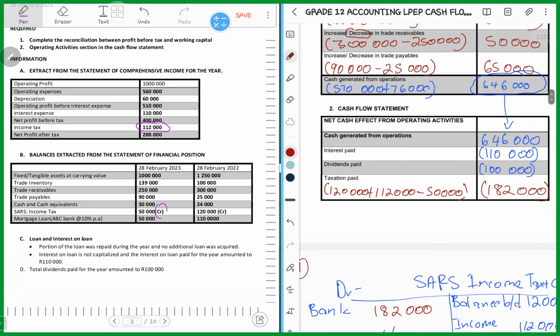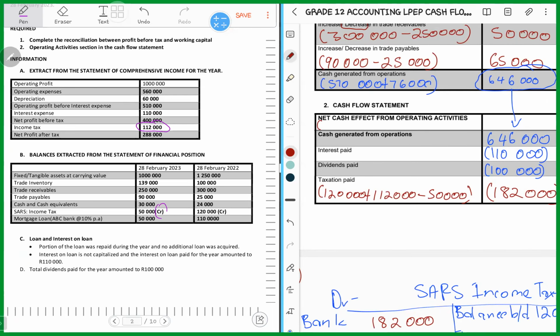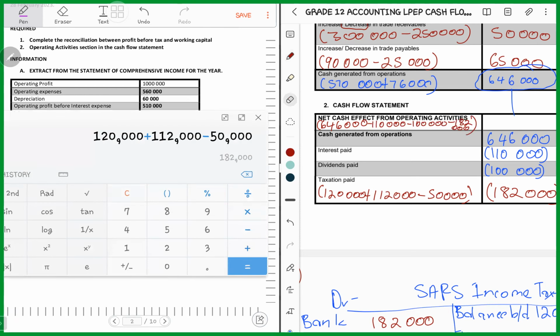So we're going to start from cash generated from operations here. So it will be 646,000. Interest paid, dividends paid, and taxation paid are always outflows. So we're going to subtract them. We're going to subtract 110,000. We're going to subtract 100,000. And we're going to subtract 182,000. That'll give us the net cash effect from operating activities.